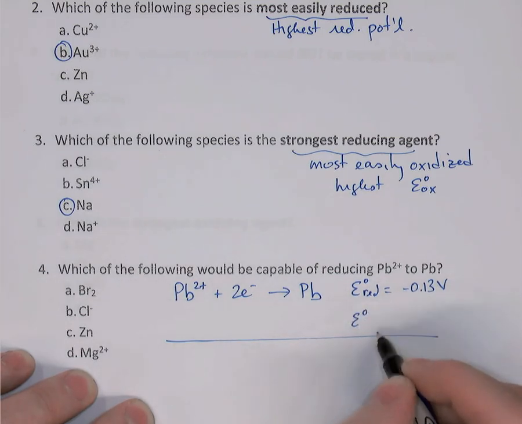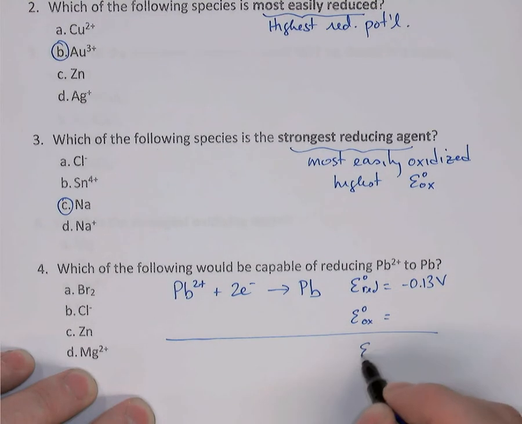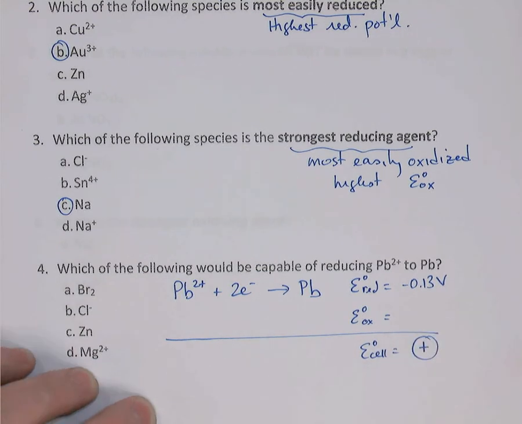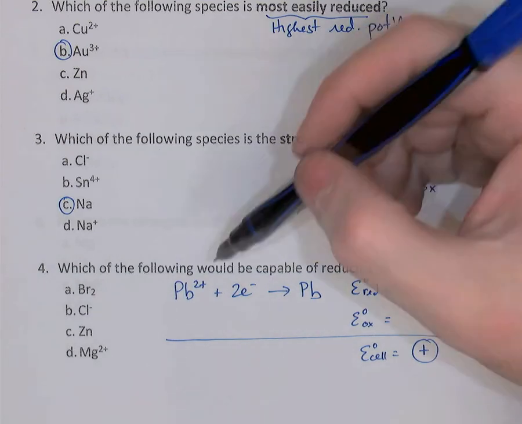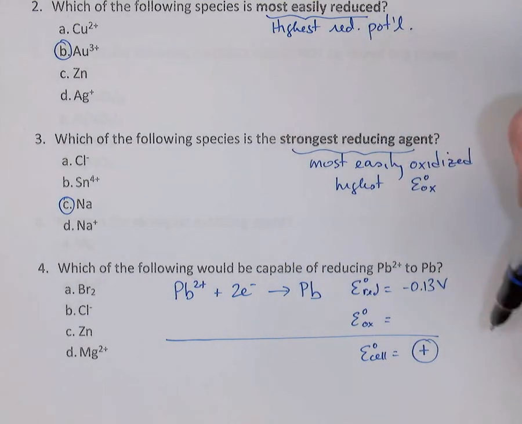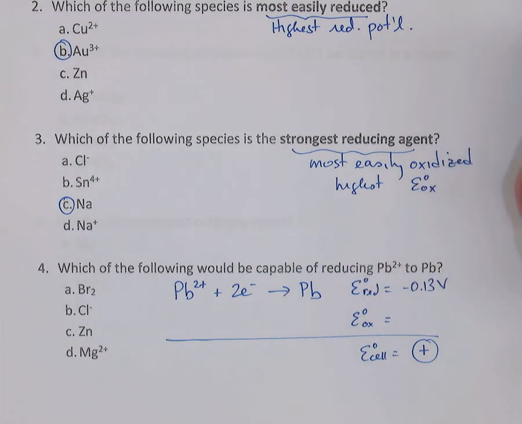And when the reduction potential is added to the oxidation potential, we need the cell potential to be a positive number. Okay? When the cell potential is positive, it means that the reaction is spontaneous. It has a very large equilibrium constant, and so yes, the lead would be reduced to lead metal. If the cell potential turns out to be negative, then that reaction would be non-spontaneous. It would have a tiny equilibrium constant, and the reaction would not work.